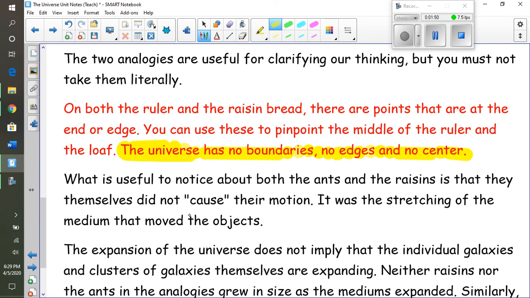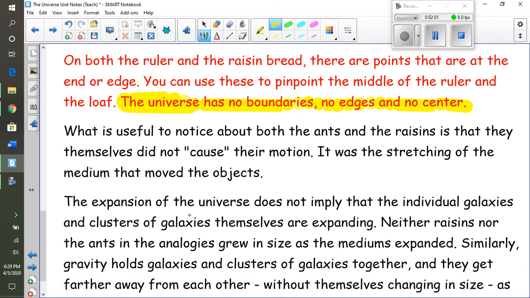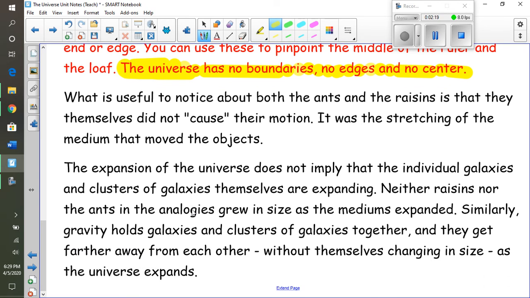So what's useful to notice about both the ants and the raisins is that they do not cause their own motion. It was the stretching of the medium that moved them. So the expansion of the universe does not imply that individual galaxies and clusters of galaxies themselves are expanding. Neither the raisins nor the ants in our analogies got any bigger. It was simply the medium that expanded. Gravity holds galaxies and clusters of galaxies together, and as they get farther away, they do so without changing in size. So you don't have to worry about the Milky Way galaxy getting bigger and fluffier. That's not how that works.